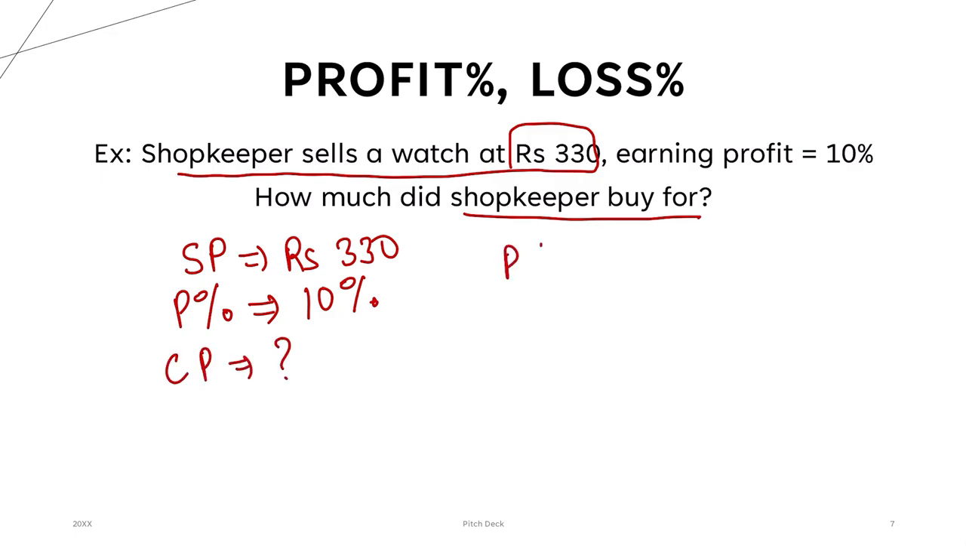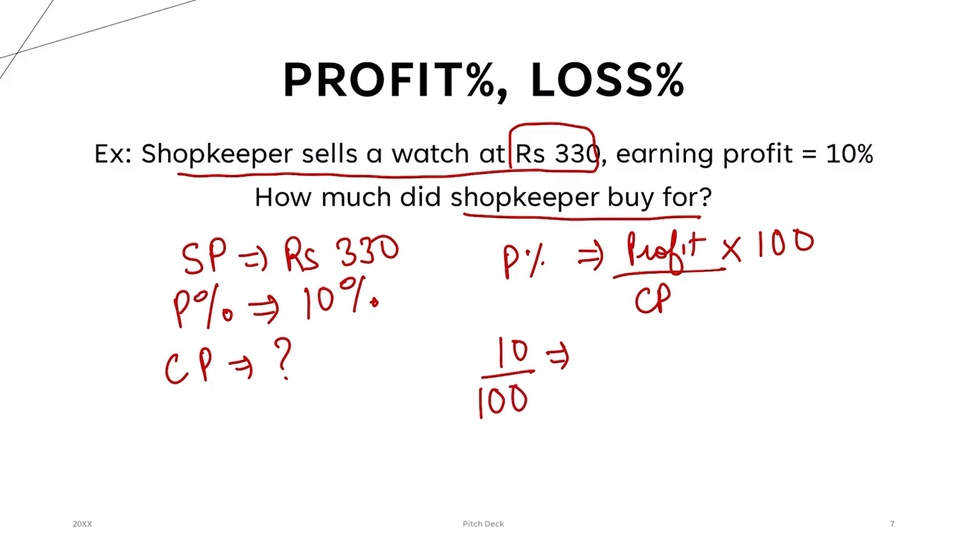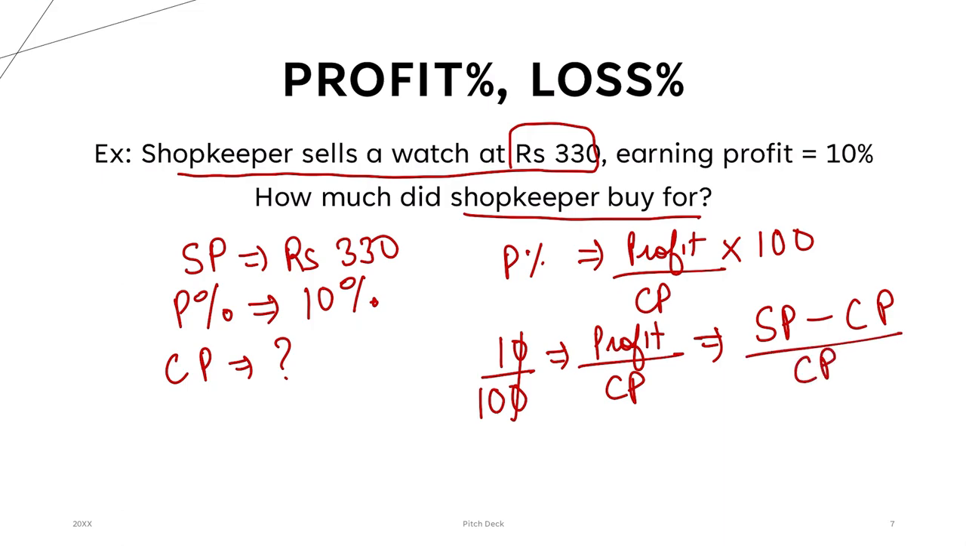Now, how did we start? Profit percentage is profit divided by cost price into 100. I hope this is clear. Now, what is profit percent? 10. I will take 100 on the other side: 10 by 100 is equal to profit by CP. Now, 1 by 10. So, what is profit? Profit is SP minus CP. So, 1 by 10 is equal to (SP minus CP) divided by CP.